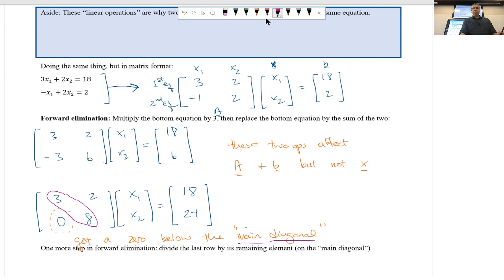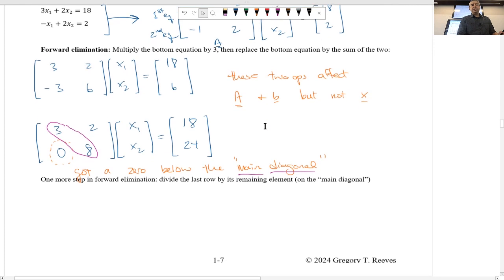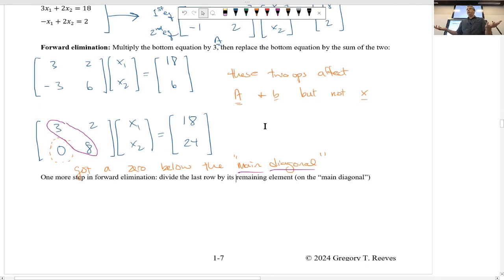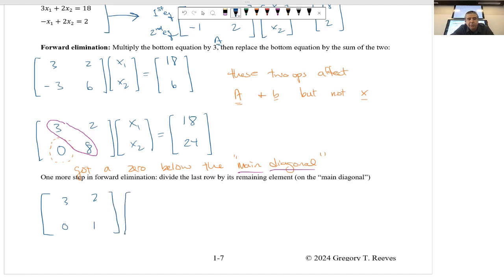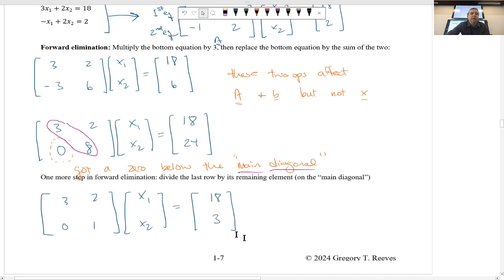Now, I'm not sure whether to call this a step of forward elimination or not, but to finally solve for x2, you divide the last row by its remaining element. So my first row is still 3, 2. My bottom row is now divided by 8 to give me a 1. And since I divided by 8, I now have a 3 here, 24 divided by 8. So I can read right off my matrix what my value of x2 is, because its coefficient in the last equation is 1, there are no other coefficients in the last equation, and that's equal to 3.